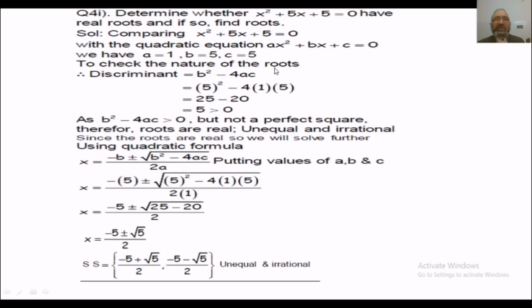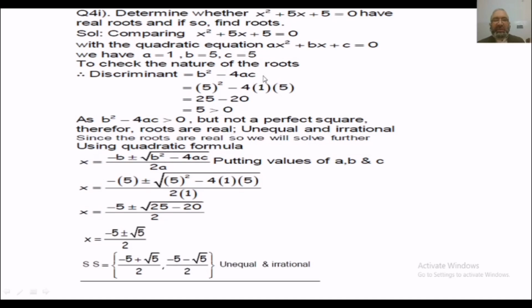To check the nature of the roots, we first find the discriminant of the given equation, b square minus 4ac. Putting the values of a, b, c in the discriminant, we get 5 square minus 4 into the value of a, 1, and the value of c, 5. That becomes 5 square, 25, minus 4 5s are 20. 25 minus 20 is 5, which is greater than 0. So b square minus 4ac is greater than 0, but not a perfect square. Therefore the roots are real, unequal and irrational. Now we prove this property.